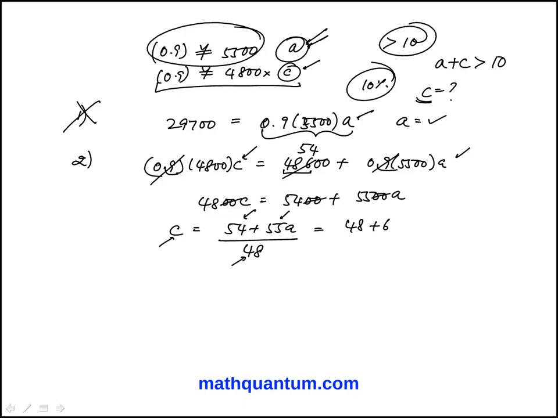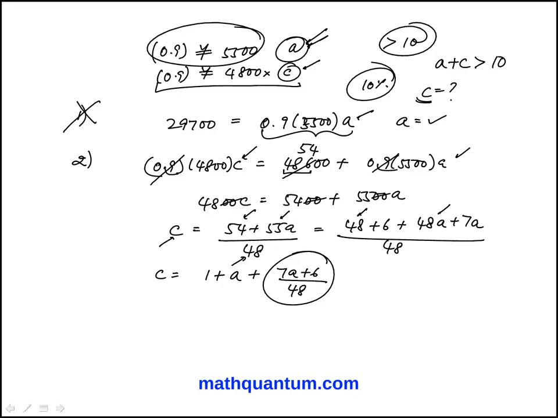So 48 plus 6, same thing here, 48A plus 7A. So I know that when I divide these terms by 48, those become integers. So that would be 1 plus A plus (7A plus 6) over 48. Now this needs to be an integer. Again, you can kind of guess here. For example, if A is 6, I notice 7 times 6 is 42 plus 6 is 48. I do know that this is going to be an integer, so that would be 1. So I have one set of values. These do add up to greater than 10 because that's 14.